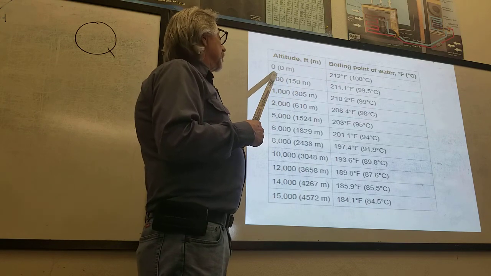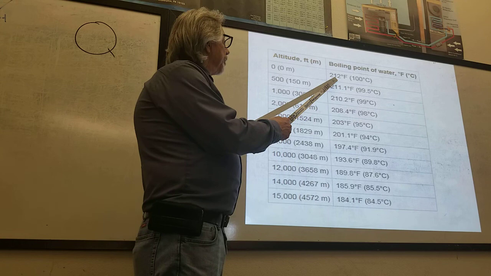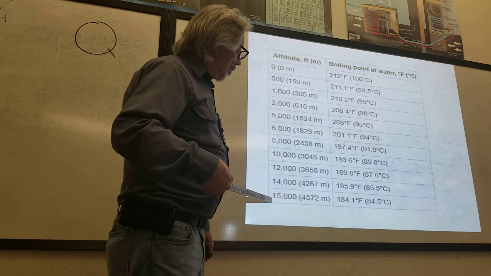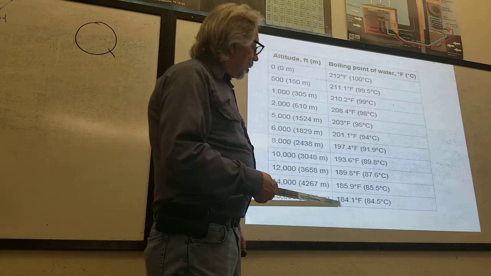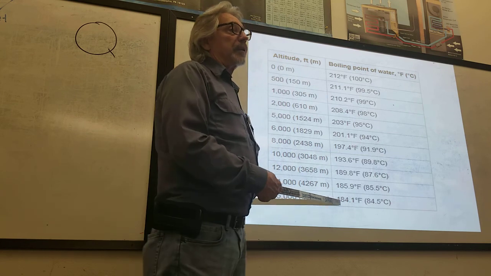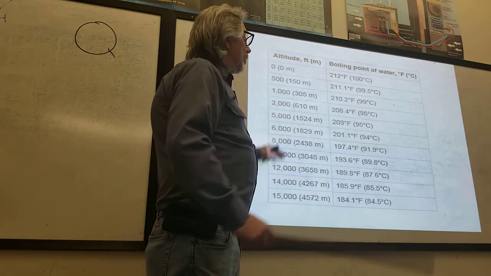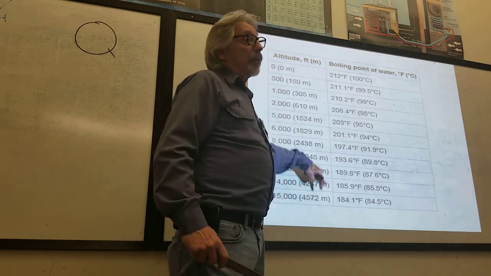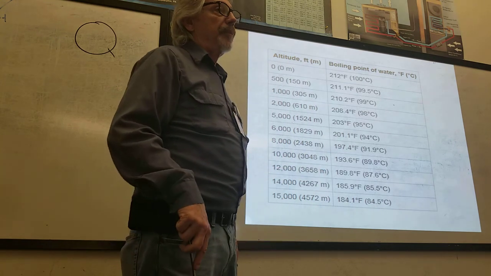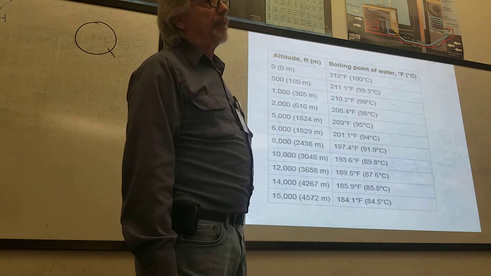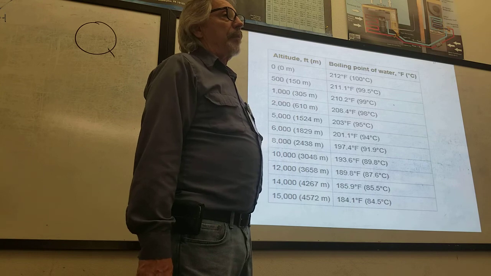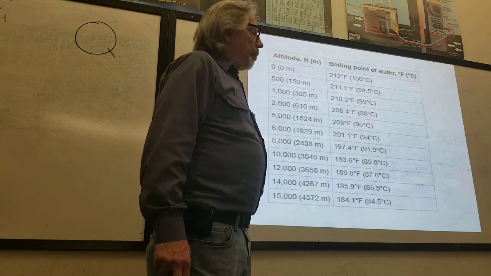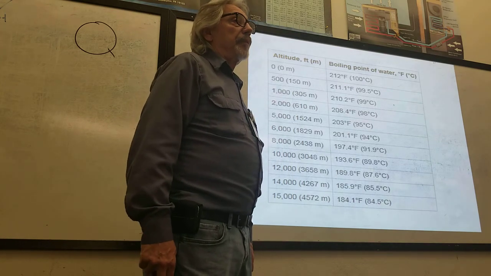whatever altitude. This is just a chart showing that at 15,000 feet, water is going to boil at 184 degrees. This is just an example of the boiling point and the boiling temperature. So in Bass Lake, I think Bass Lake is 8,000, right? Elevation. They have to use pressure cookers to cook certain things. Some certain things, yeah.